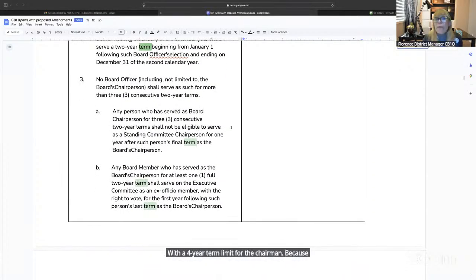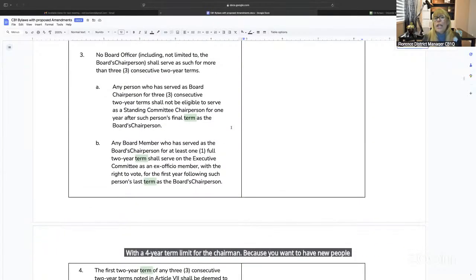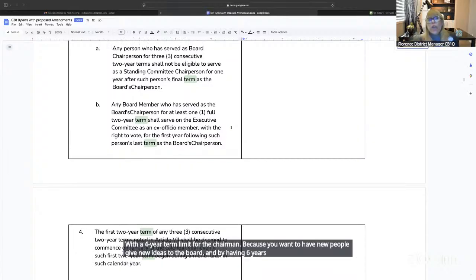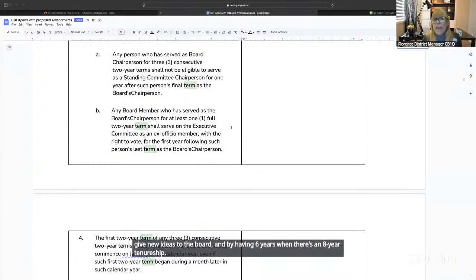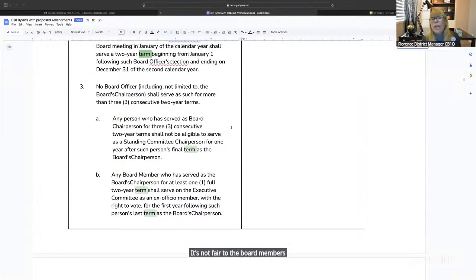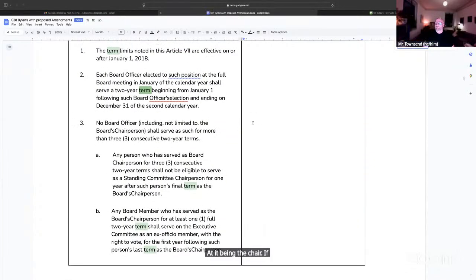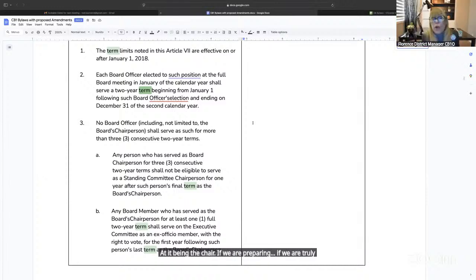because you want to have new people give new ideas to the board. And by having 6 years when there's an 8-year tenureship, it's not fair to the board members who may want to take a shot at being the chair. If we are truly preparing for the future, that would need to be addressed.